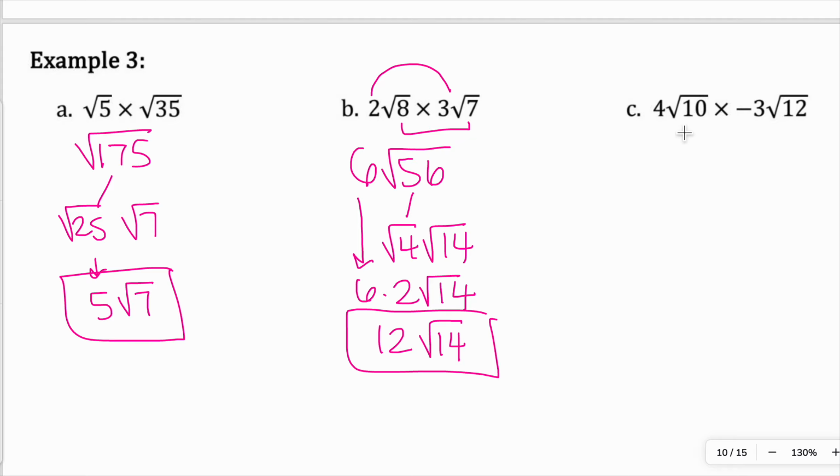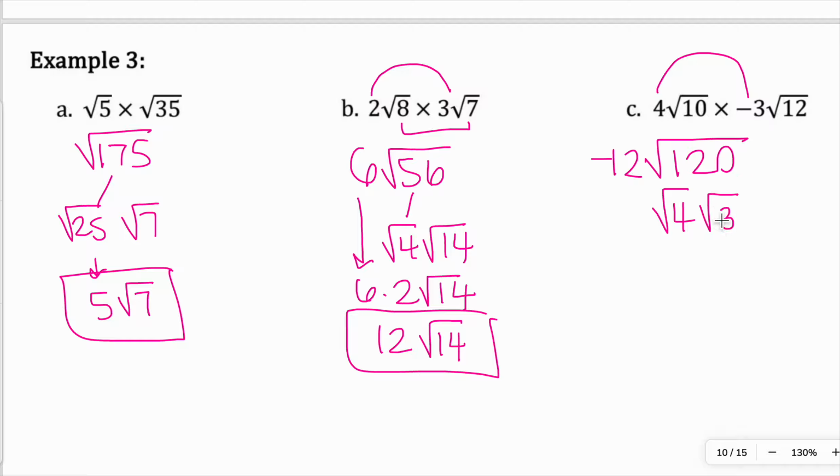And then for letter C, again, being careful here, multiply your 4 times negative 3. That'd be negative 12. And then 10 times 12 is 120. 120 can be broken down into a 4 and a 30. The square root of 4 is 2. Still have the square root of 30 there. And then negative 12 times 2 is negative 24 square root 30.